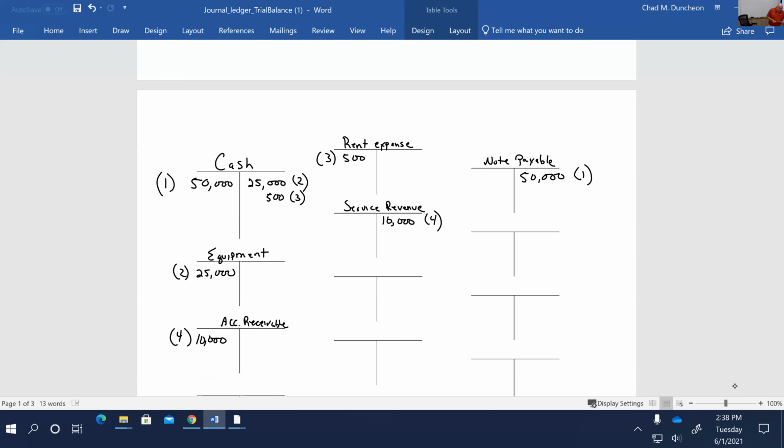In E, we collected $3,000 from customers for services performed in transaction D. So if we look at our journal entry, we collected $3,000 in cash, or our cash increased. So we made a debit to cash, and we did a credit to accounts receivable.